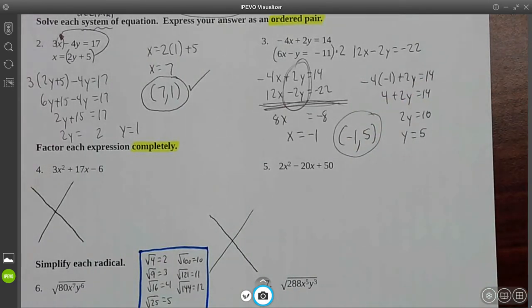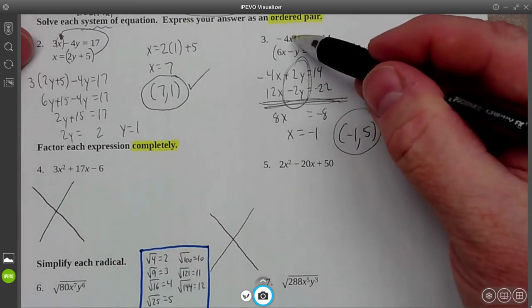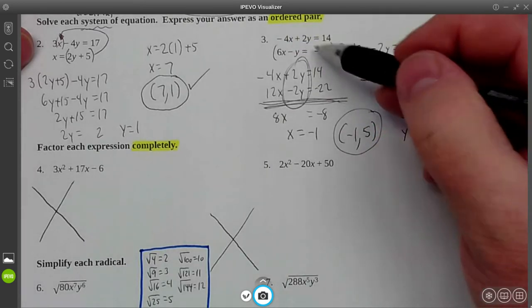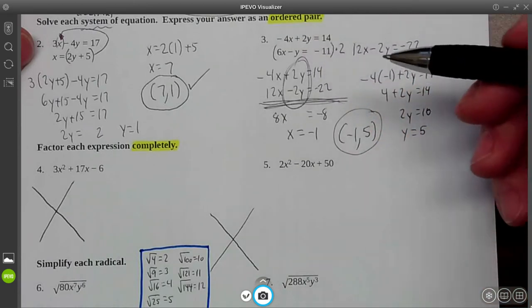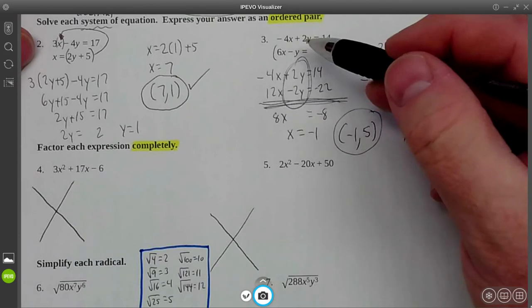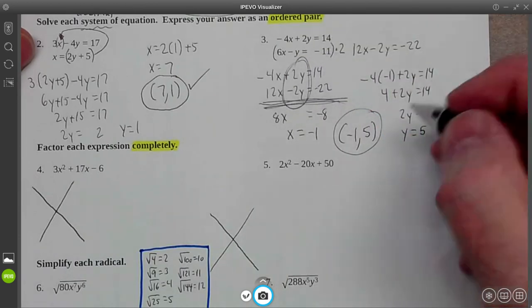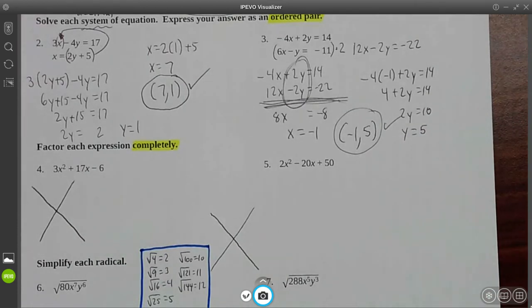Well, let's check mentally and see if that works. So if we put negative 1 in for x, negative 4 times negative 1 is 4, and 2 times 5 is 10. 4 plus 10 is 14. How about the bottom equation? 6 times negative 1 is negative 6. Minus 5 is negative 11. Yep, that checks out. So we're good to go. So that's it for number 3. There's 9 of these total, my friends.